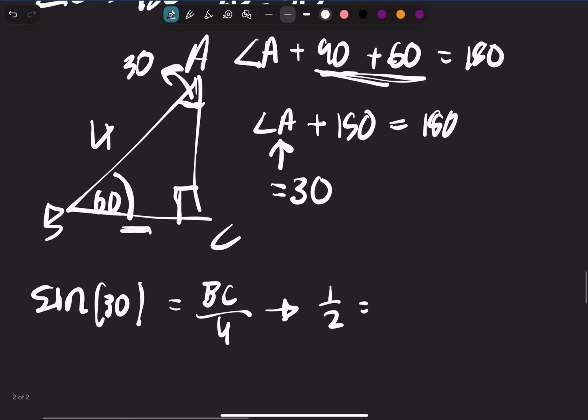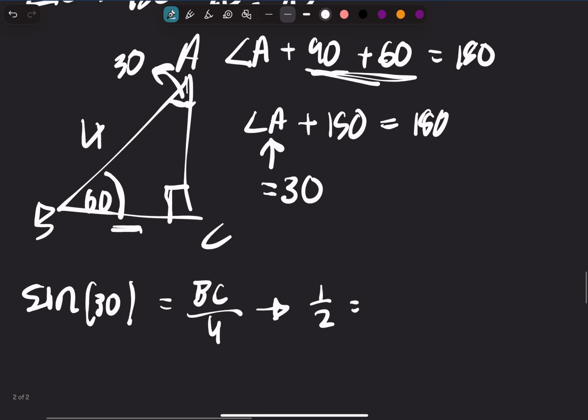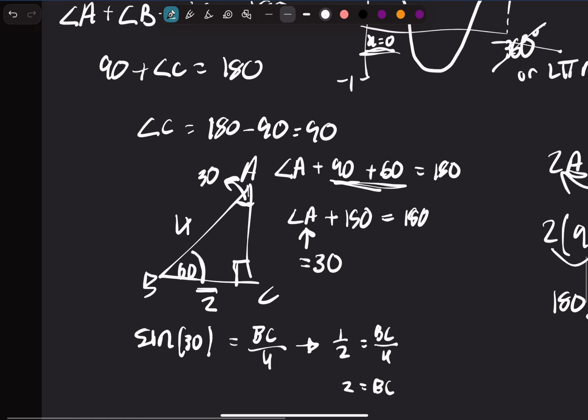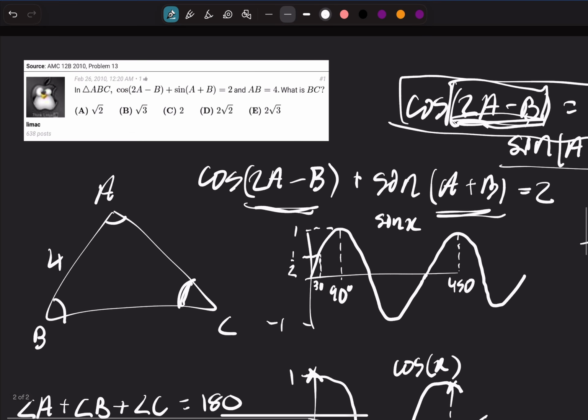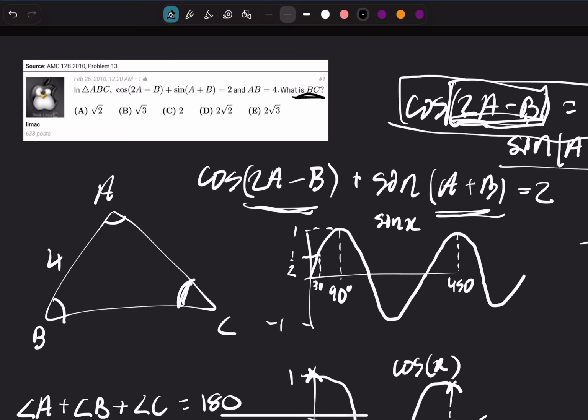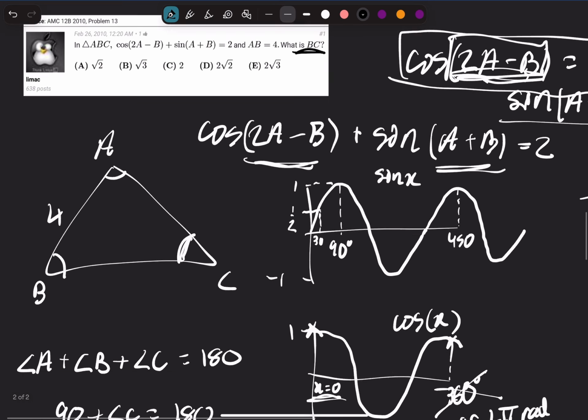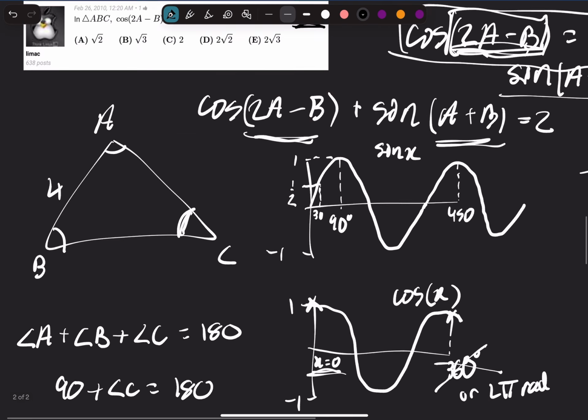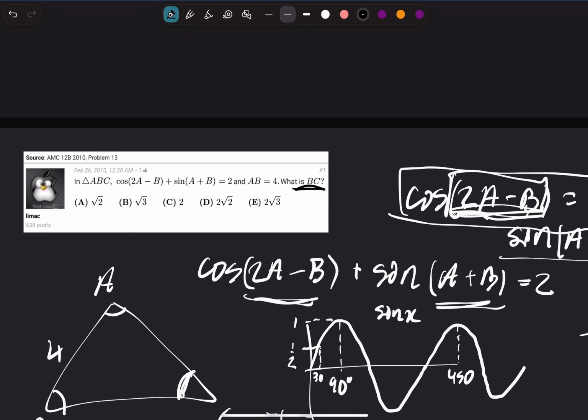That's okay. If we just do this the proper way and rearrange it, we get that a half equals BC over 4. Multiply both sides by 4, and we get 2 equals BC, which makes more sense than having BC equal to 8. So BC equals 2. If we go back to what the question was asking for, it was asking what is BC. Now we know that BC is 2, so we can circle C as the correct option. That's it.